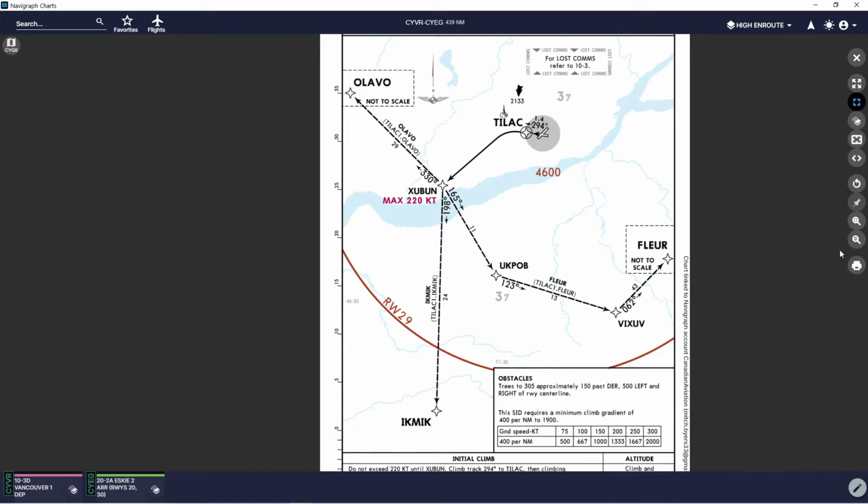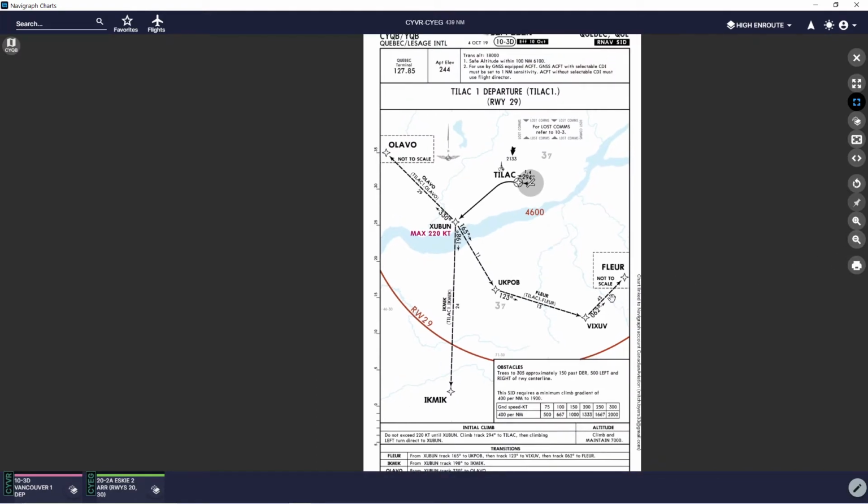That pretty much covers it for SIDs and STARs and the relative information that you need to know to get yourself started in this case.